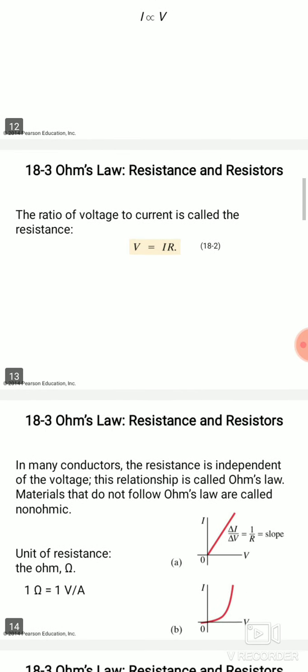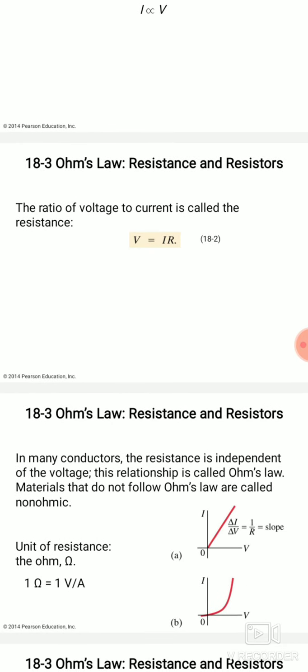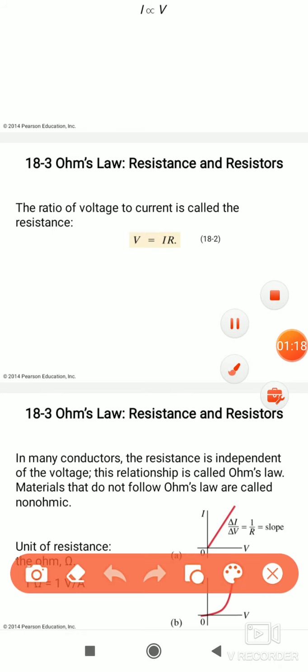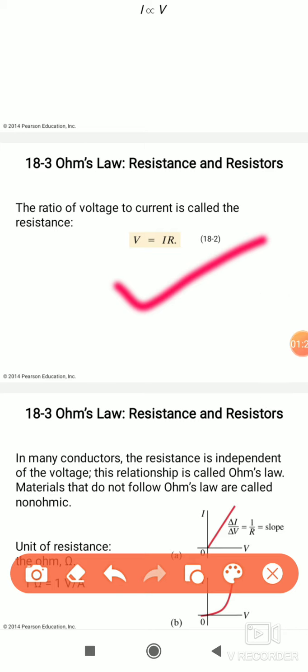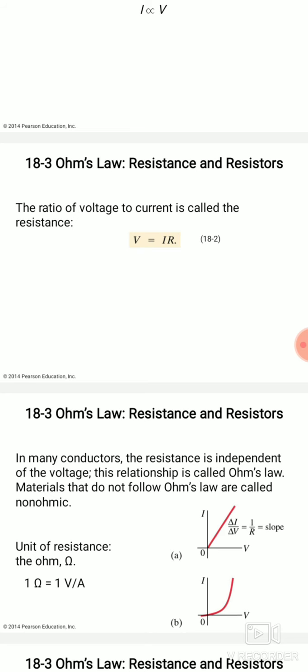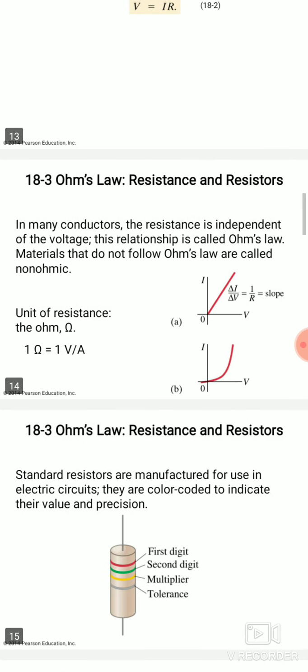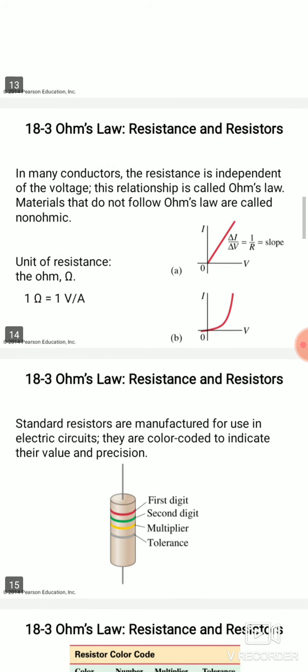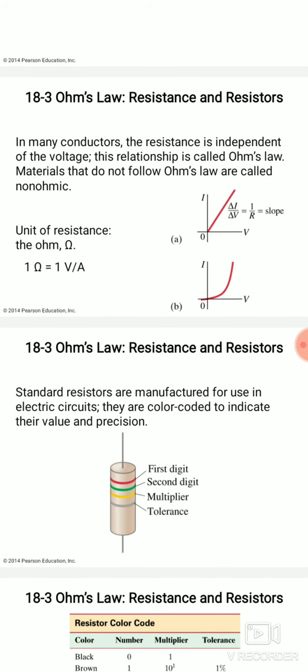So with the help of Ohm's law, we find that the ratio of voltage to current is called resistance. Dear students, with the help of Ohm's law, we get V is equal to I into R, where V is voltage, I is electric current, and R is resistance. Ohm's law is experimentally verified. Few materials do not follow Ohm's law.